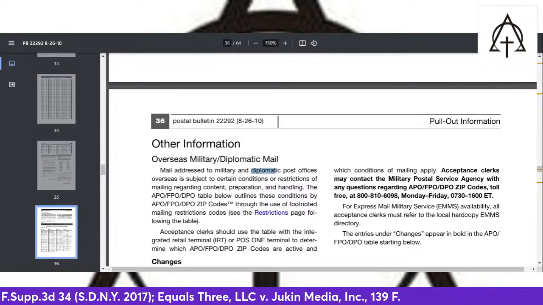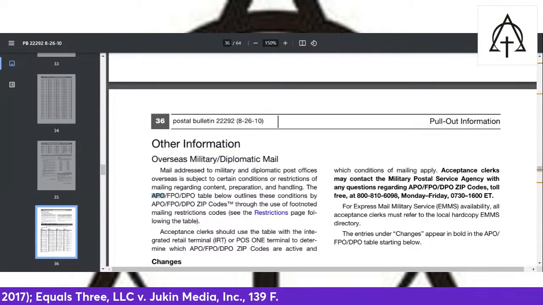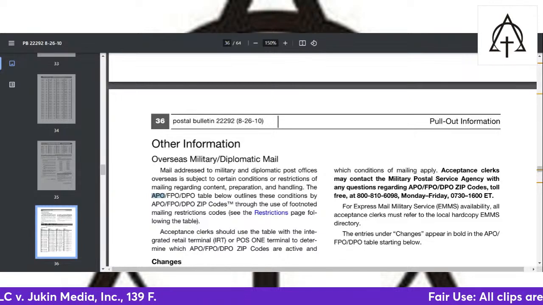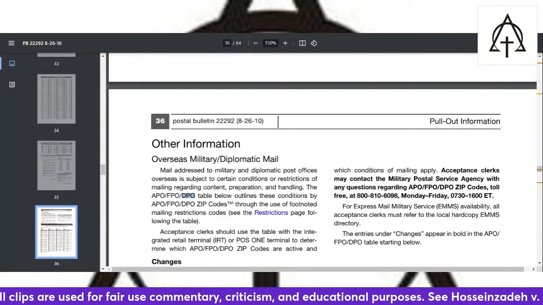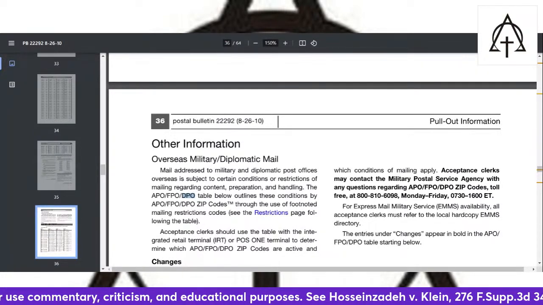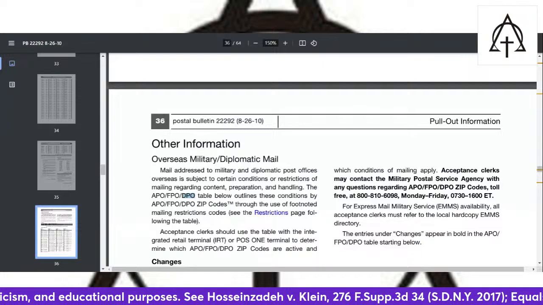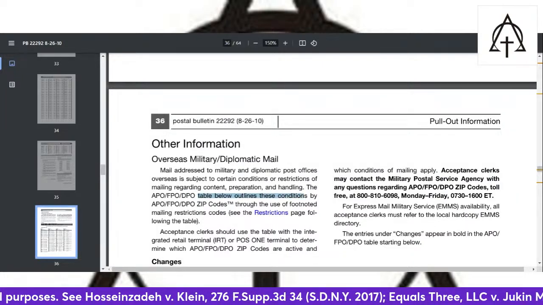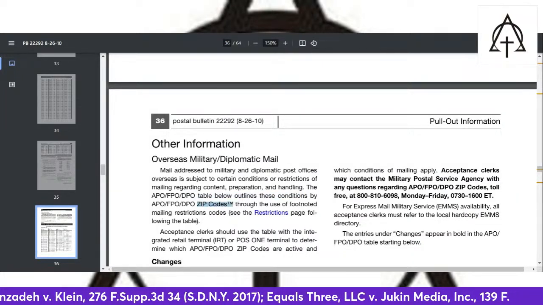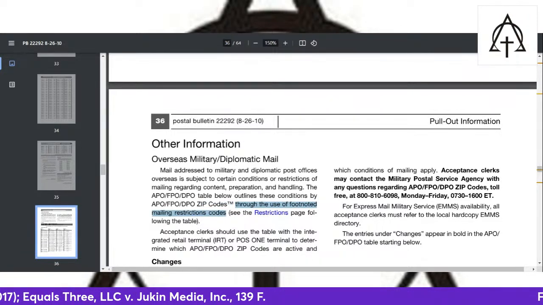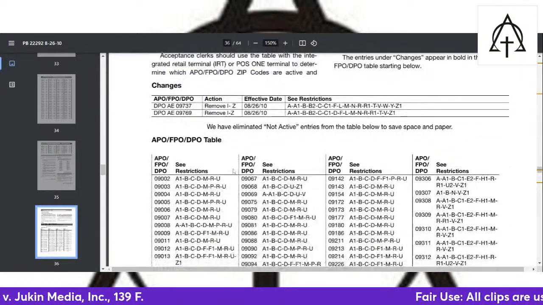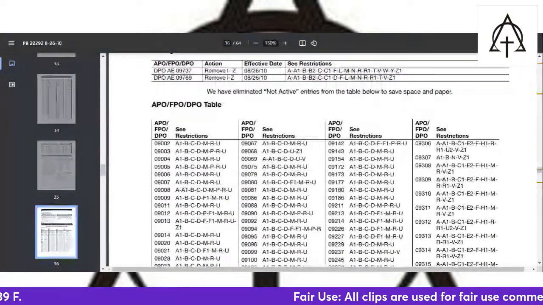APO is Army Post Office, which is for Army and Air Force, I believe. Fleet Post Office is for the Navy, and then Diplomatic Post Office is for, like I said, diplomatic, somebody going about the world spreading knowledge, as we determined with diploma etymology. The table below outlines these conditions by zip codes, with footnoted mailing restrictions codes. And then they go through and they give you all their codes.